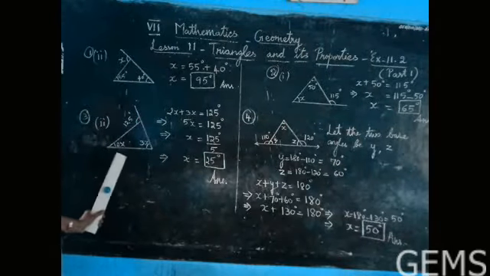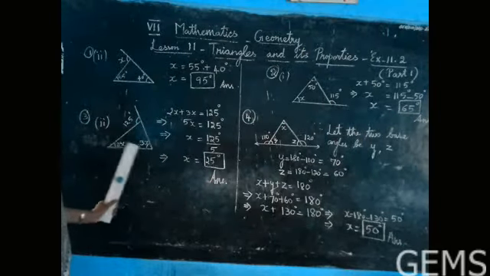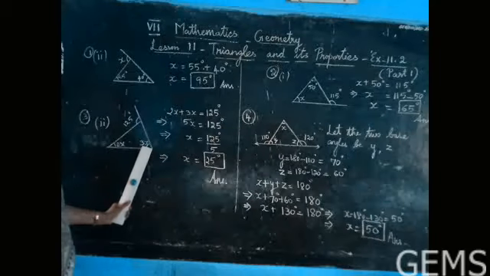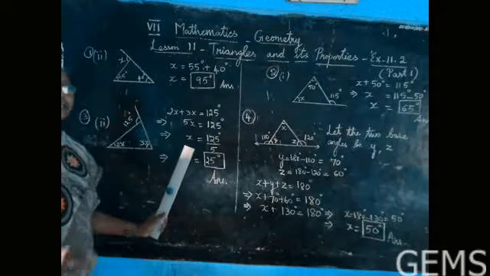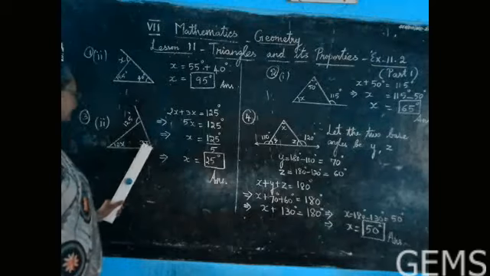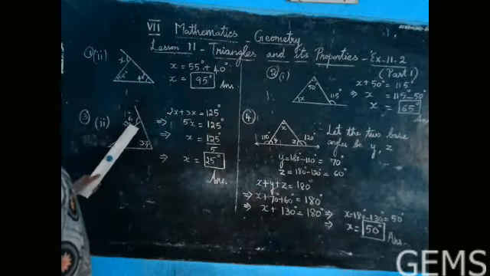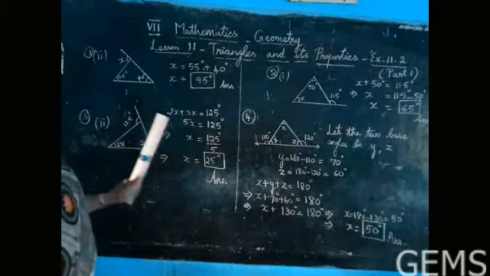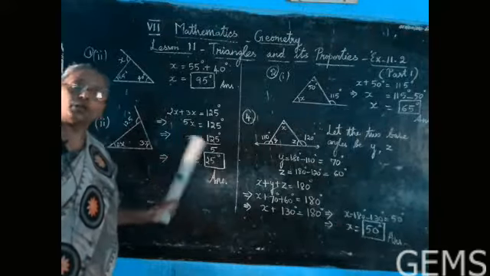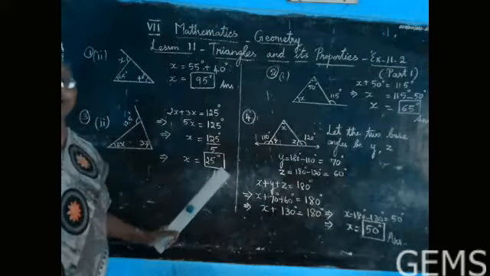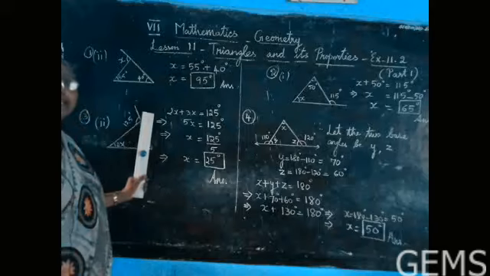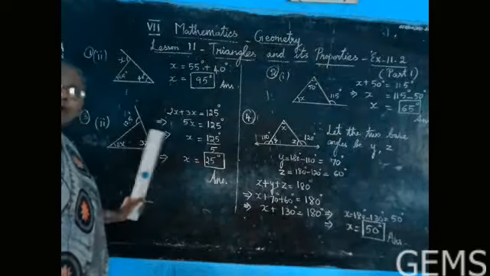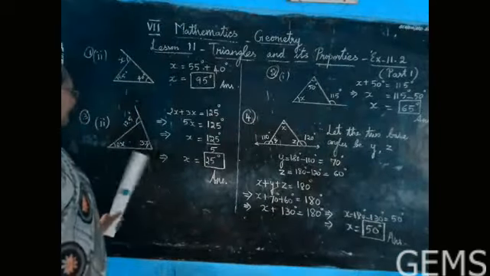In the second subdivision, two interior angles are given, 2x and 3x. It is not simply x, it is 2x and 3x, and one exterior angle is given, which is 125 degrees. Now again here we can apply the same property. Exterior angle will be equal to the sum of its opposite interior angles.